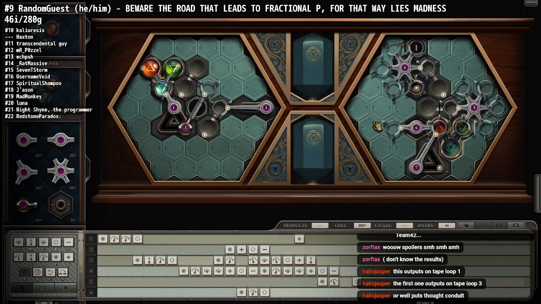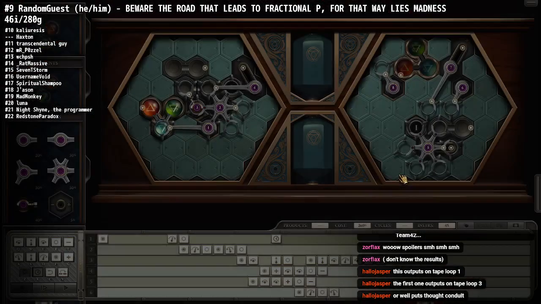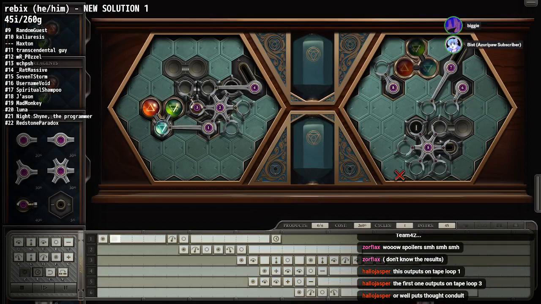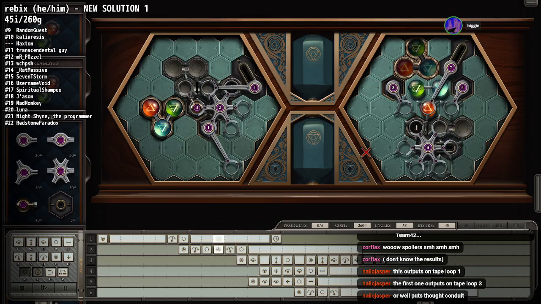Right. Next up, we have in 8th place, I think. No, not yet. We have in 9th place, because it's a host solve, would be 9th place, at 45 instructions and 260 gold, Rebix. Rebix solve. This is Rebix, who had said in the playtest that he didn't really try to optimize instructions in his solve, but he clearly managed to get a 1/6p solve. So that's a try.